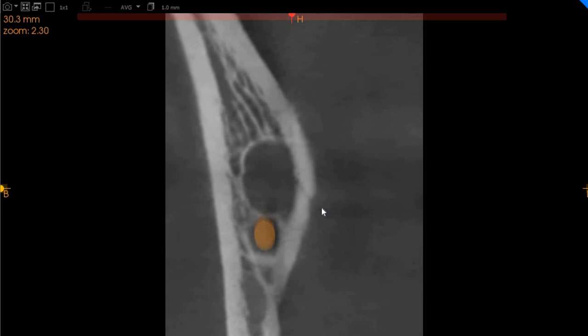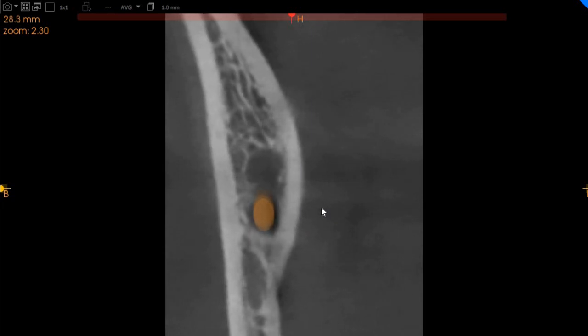As we are moving further distal, you can again see a fracture in the lingual cortical plate, and this fracture could be a perforation in the lingual section, which could lead to pain, it could lead to bleeding, and it could lead to a hematoma formation lingually as well. So this is something that needs to be observed.